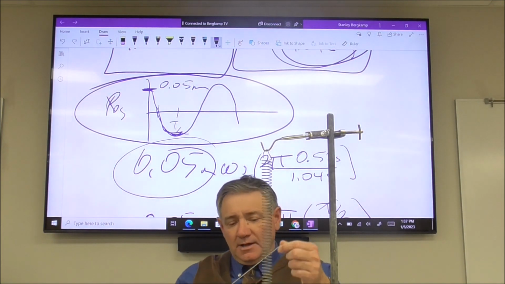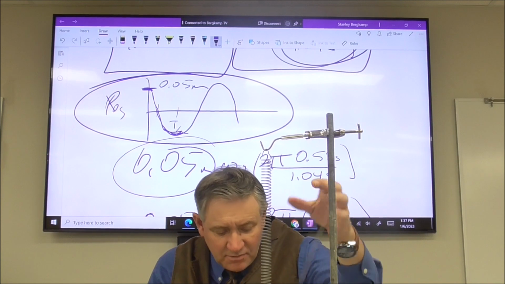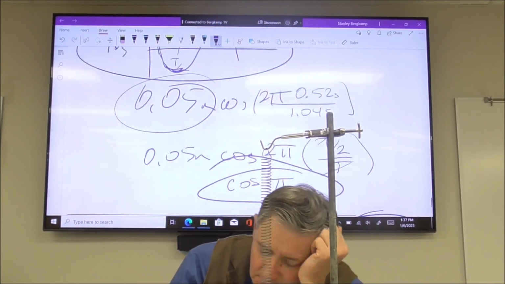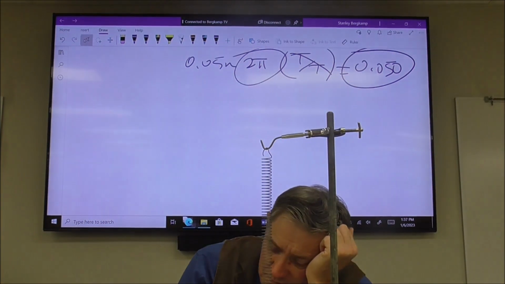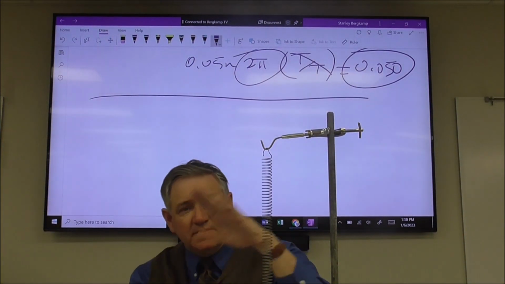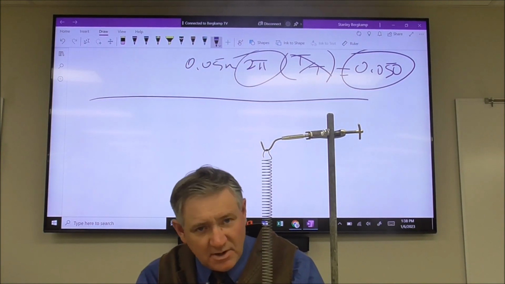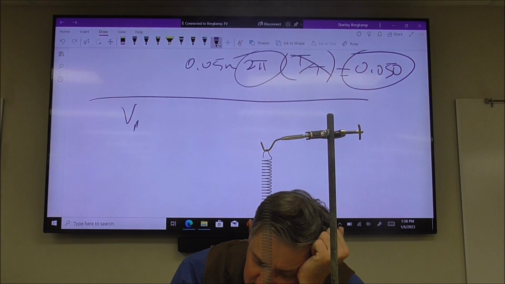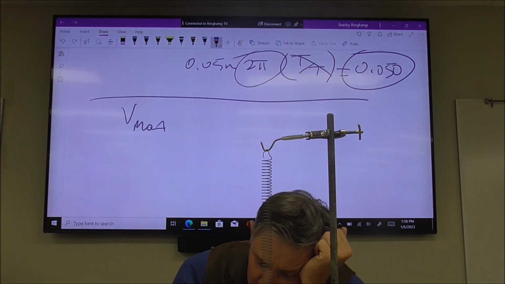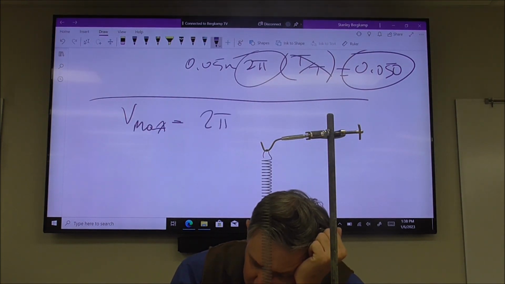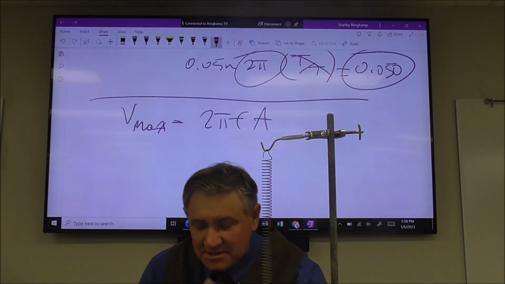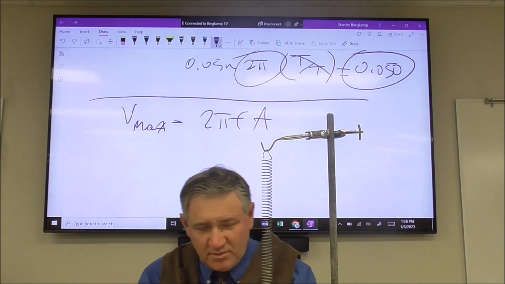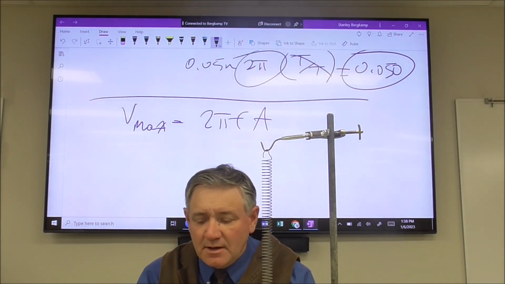Now, when you get to number 10, and this is if you need this equation, I will give you this equation on the test. Don't memorize it. But hopefully you can look at this and say, oh, this makes sense. So this is V max equals 2 pi f times your amplitude. Now, think about this. Any good equation works under any circumstance.